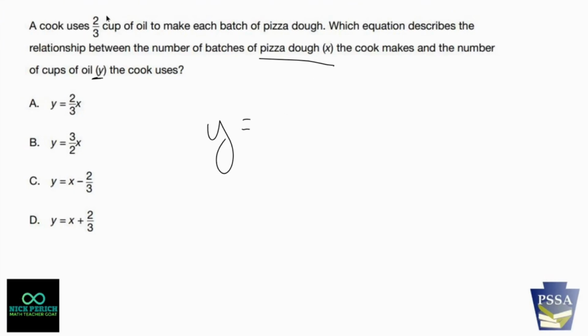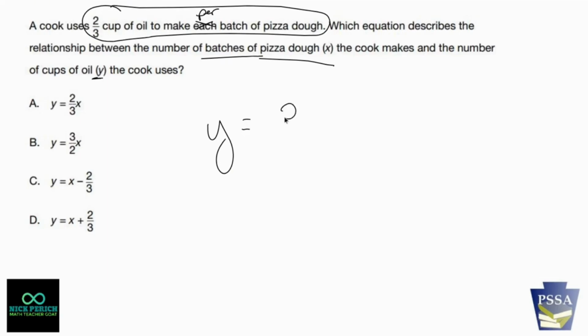There's going to be 2/3 of a cup of oil per, and I know it says each, but I'm going to think in my brain, I don't like each, I like per. So per batch of pizza dough. Batches of pizza dough were X. So this is going to be 2/3 per X.